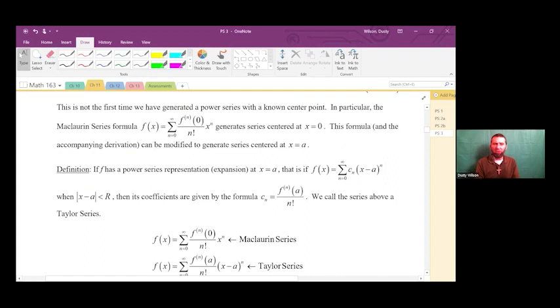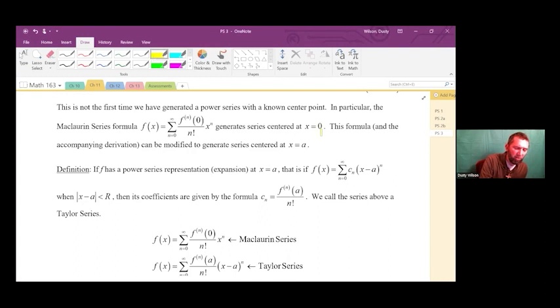Back to power series and the center of the power series. This idea of the center of a series is not new to us. This isn't the first time we've generated a power series with a known center point. In particular, the Maclaurin series formula, f of x equals the sum from n equals 0 to infinity of the nth derivative of f evaluated at 0, over n factorial, times x to the n, generates a series centered at x equals 0.